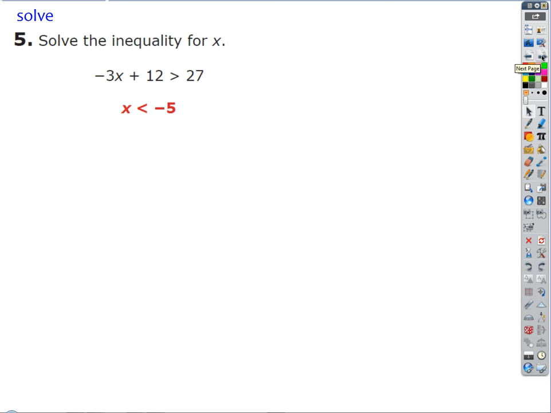Okay, solve the inequality. Real quick, this is a piece of cake, but I would subtract the 12. When I divide by the -3, that's when I have to flip that inequality sign, right? No big deal.